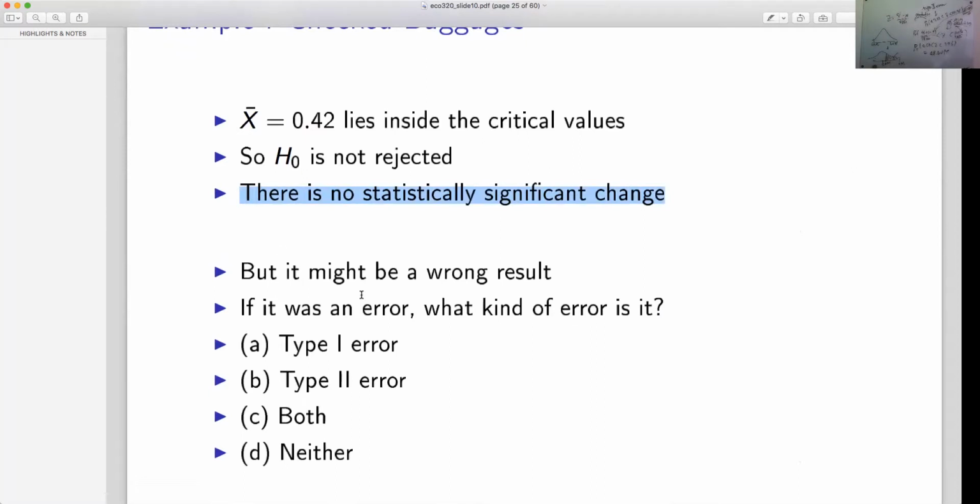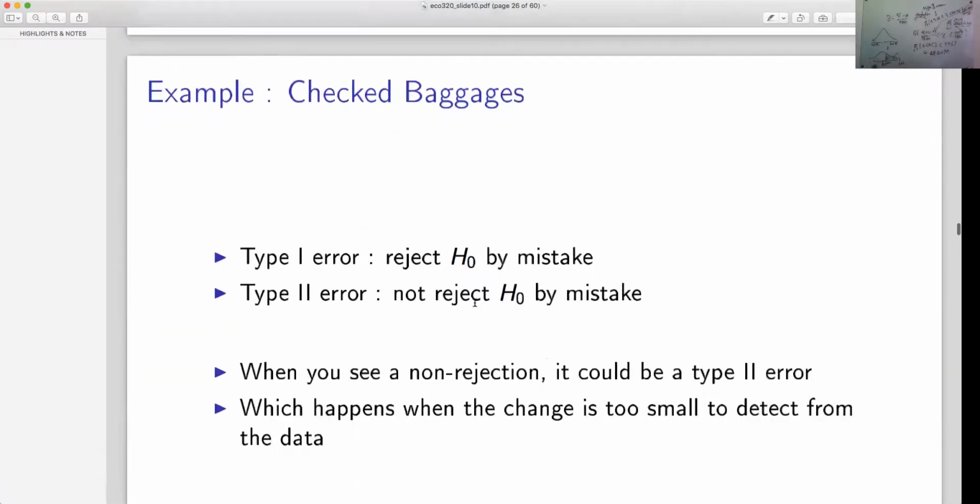But it might be a wrong result, because if it was an error, let's say it's actually working, but somehow we are just making an error. So if this is an error, what kind of error is this? Think about that. We are trying to test whether our system is working or not, right? But we might just not reject the null hypothesis that was supposed to be rejected. That was a not reject null by mistake, but this is a reject null hypothesis by mistake.